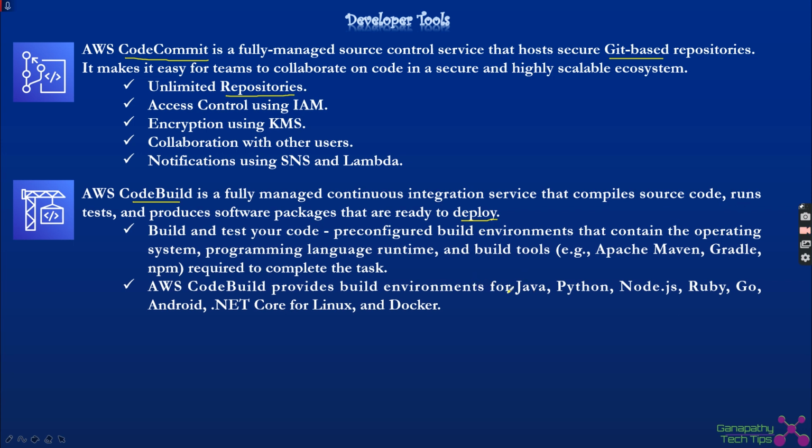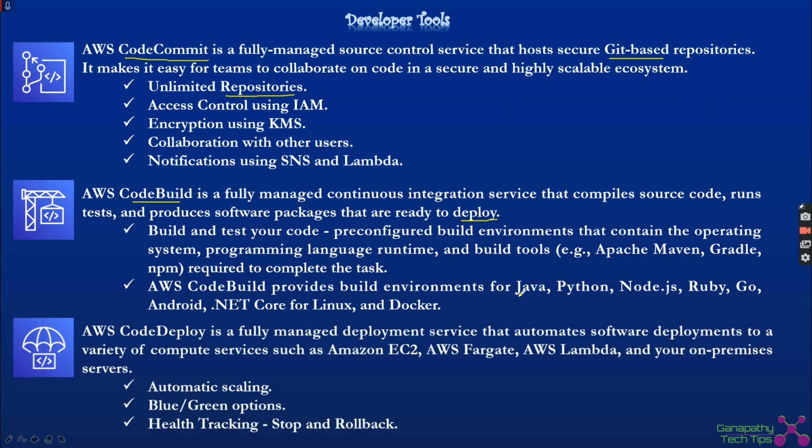A lot of pre-configured build environments are there. It uses major tools like Maven, Gradle, and NPM, which are required to do the build task. AWS CodeBuild provides environments on top of major platforms like Java, Python, Node.js, Ruby, Go, and Android as well. Whatever you are going to do, CodeBuild will provide the compilation option.